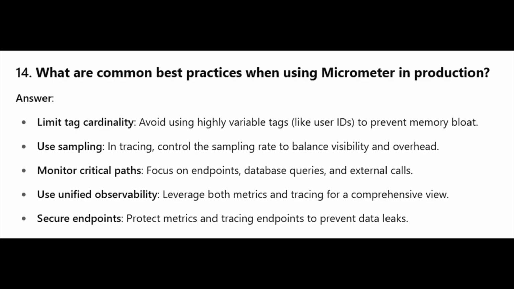14. What are common best practices when using Micrometer in production? Answer. Limit tag cardinality. Avoid using highly variable tags like user IDs to prevent memory bloat. Use sampling. In tracing, control the sampling rate to balance visibility and overhead. Monitor critical paths. Focus on endpoints, database queries, and external calls. Use unified observability. Leverage both metrics and tracing for a comprehensive view. Secure endpoints. Protect metrics and tracing endpoints to prevent data leaks.